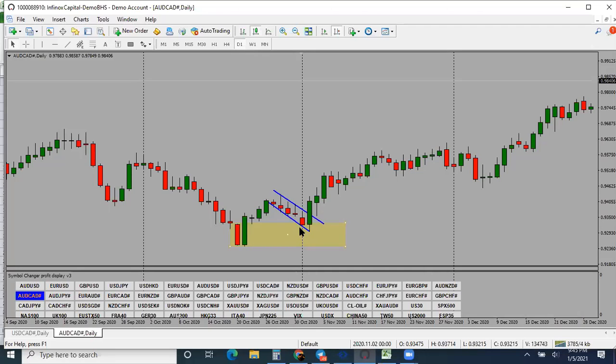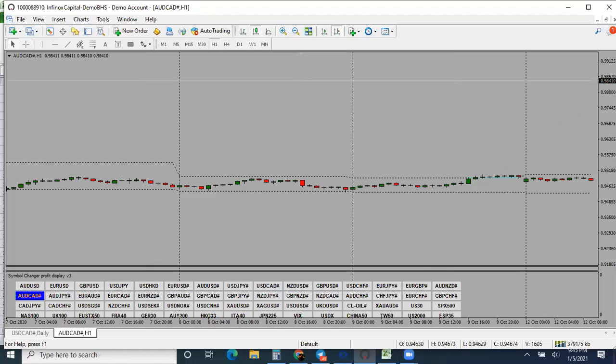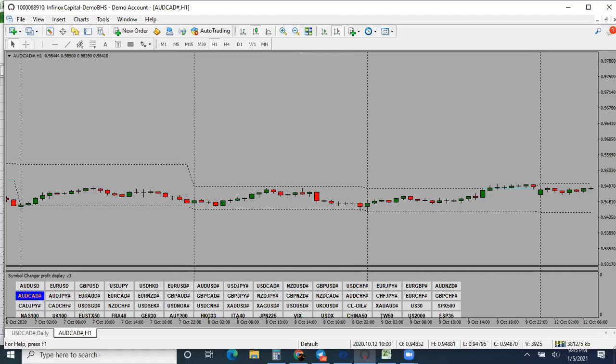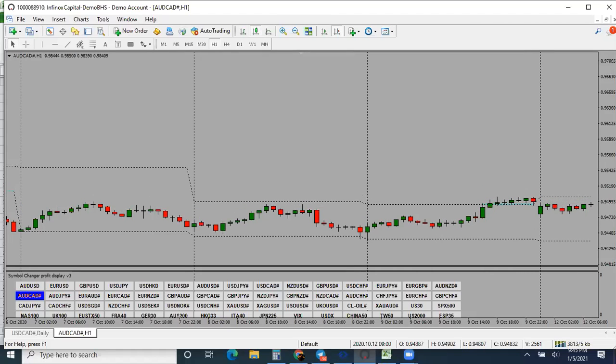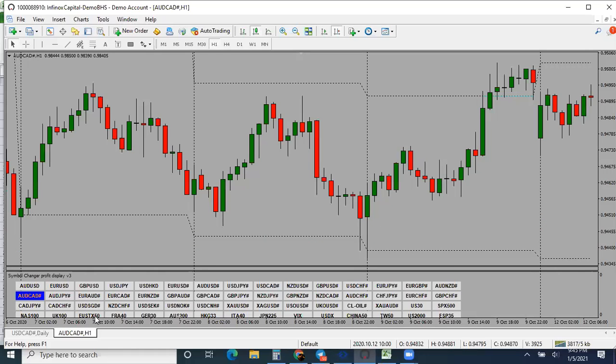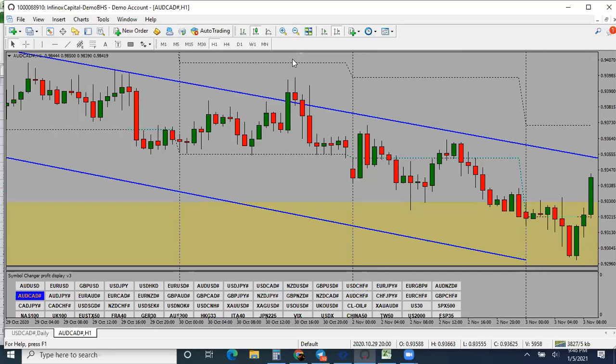In fact, let's check that up. 30th of October or thereabout on 1 hour. So if we go to 1 hour, what happened to this MT4? If we go to 1 hour now, 30th of October, 2020. Boom. What will you see?